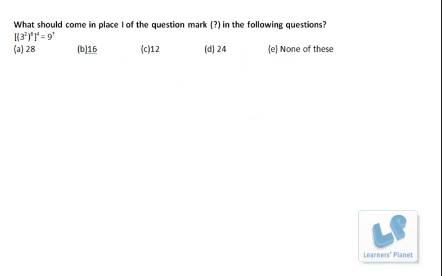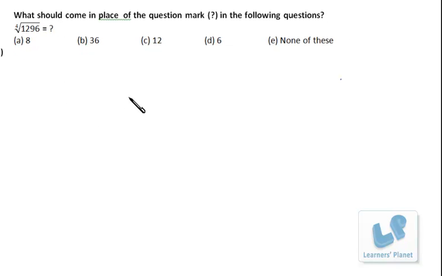Now let's see this very simple question. You can do it even mentally. You have to find out the value of, suppose this question mark is x. We have to find out the value of x. Now this is 9 raised to 6 into 4, that is 6 fours are 24. So 9 raised to 24 is equal to 9 raised to x. That means x is equal to 24. Quite simple.